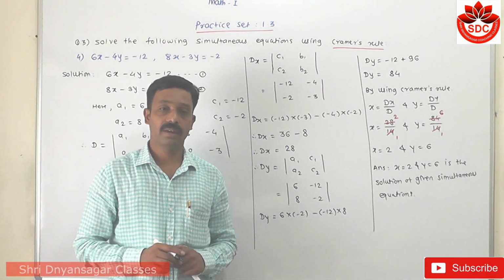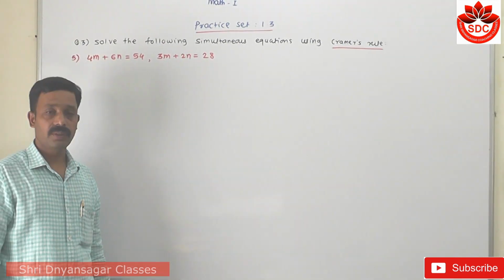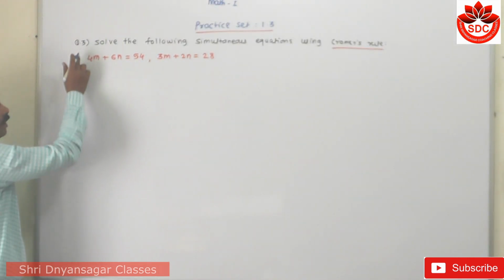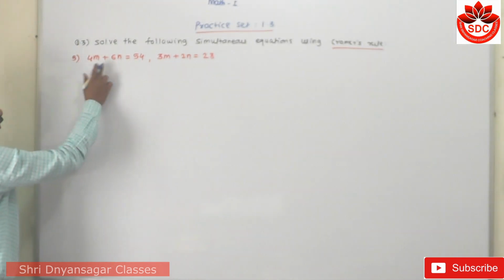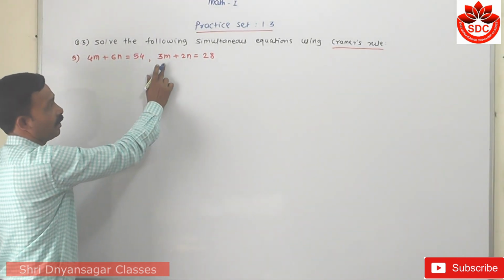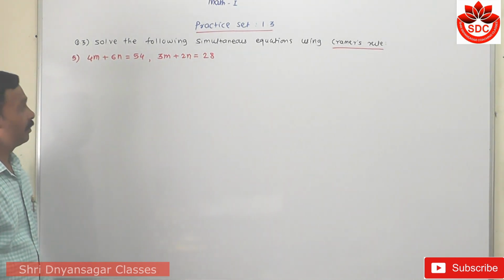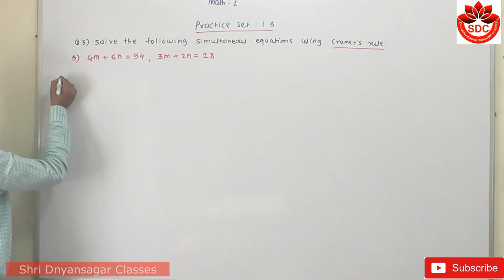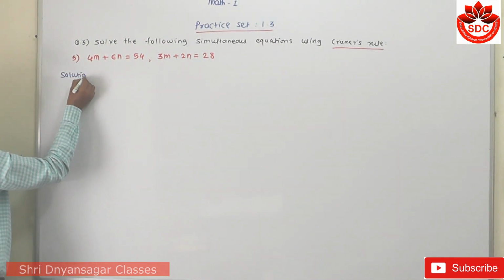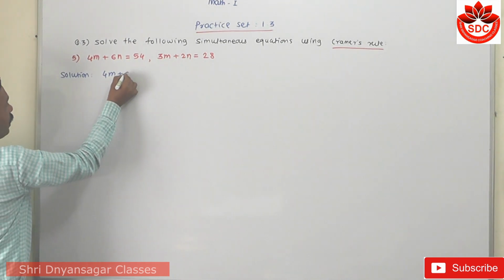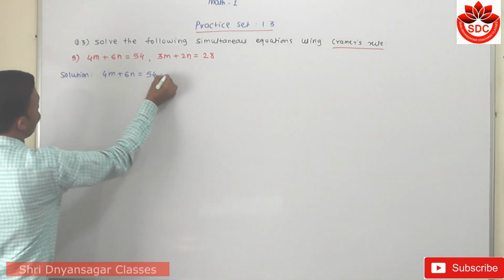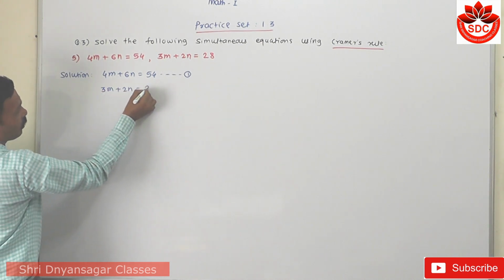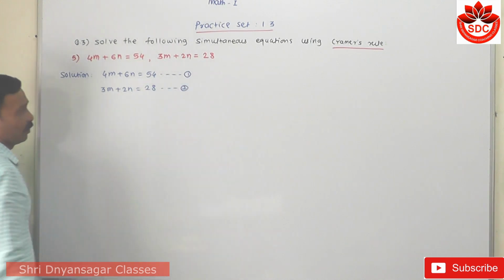Okay student, then we see the next question. Of question number 3, the sub question is 4m plus 6n is equal to 54 and 3m plus 2n is equal to 20. Now the given equations are already in standard form, so we directly take the solution here. The first equation is 4m plus 6n is equal to 54, equation number 1, and the second one is 3m plus 2n is equal to 20. This is equation number 2.